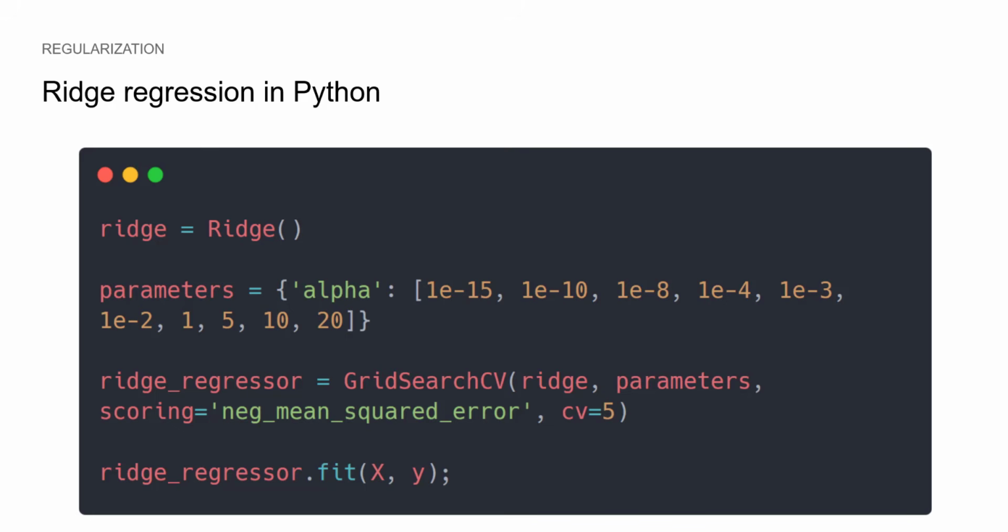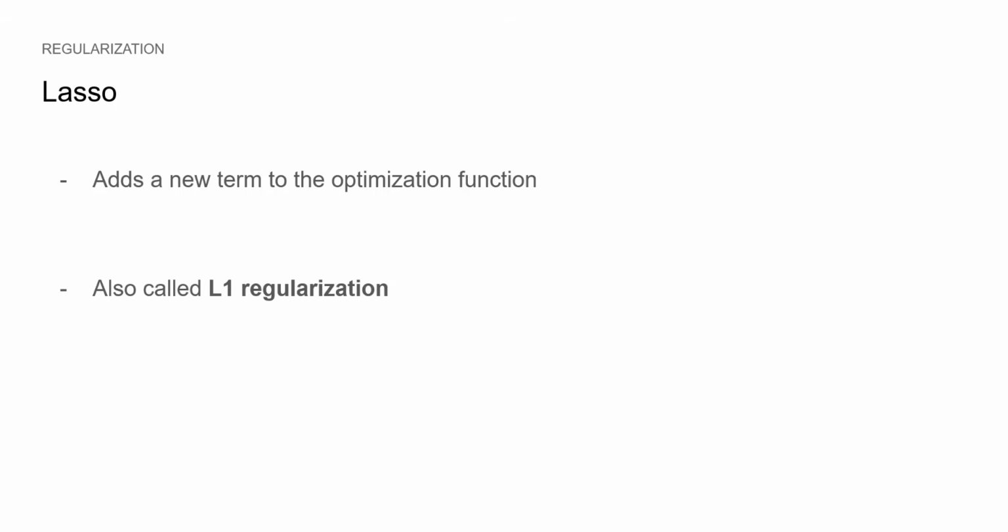In Python, to use it, we first initialize the ridge model. Then the lambda parameter is actually alpha with the library that we use in Python. In this code snippet, we provide an array of different values for alpha, going from 10 to the minus 15 to 20. Then we will use fivefold cross-validation to use the best value of alpha for our model. We'll get to apply this later on during the project example.